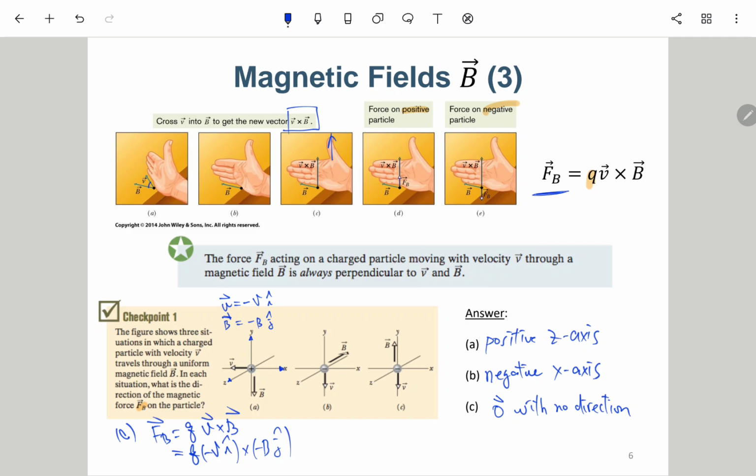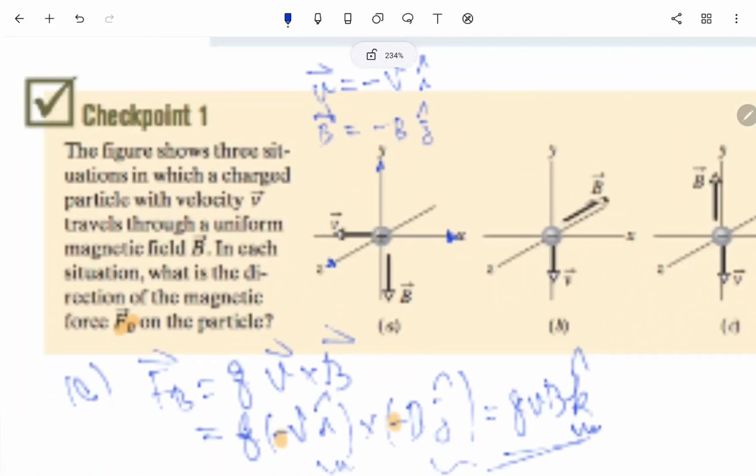So we have one negative sign, two negative signs. So it turns out to be qvB, and then we have i cross j, i j k. So we have i cross j to be positive k. Here you can clearly see that this direction is the positive z-axis. So this is the first case.